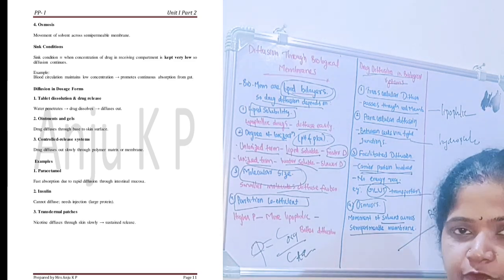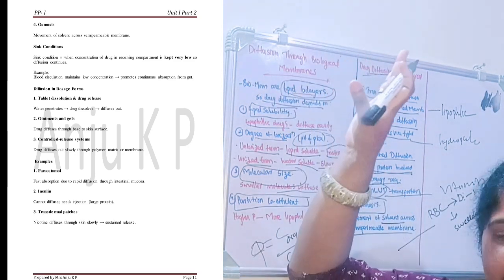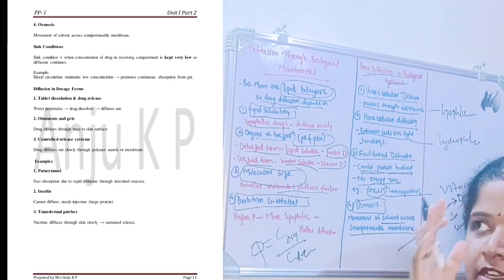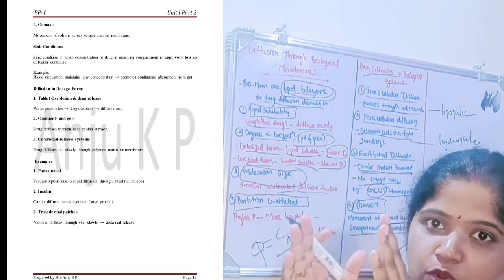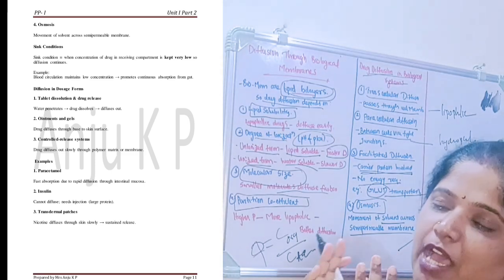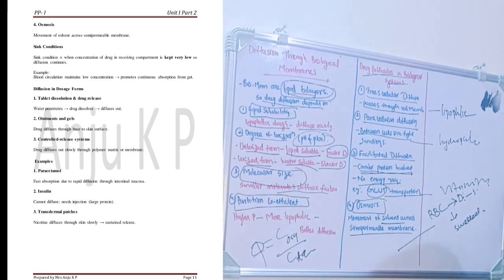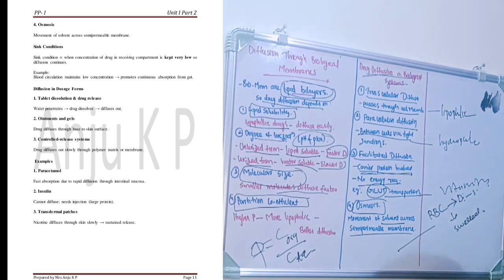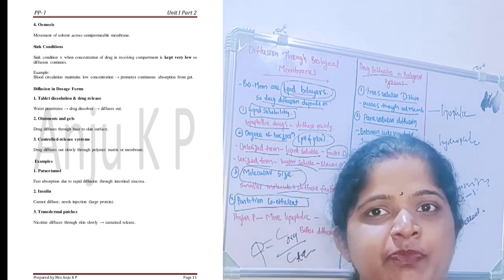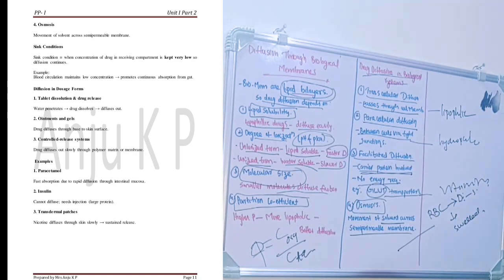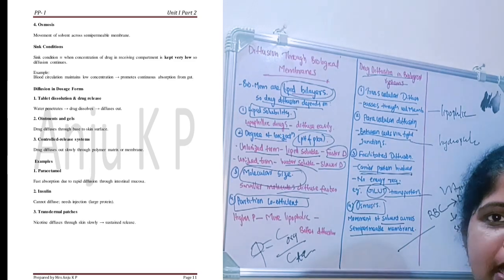Now I will just recap in one second. First, you have to remember what diffusion is: the movement of molecules from higher concentration to lower concentration. And we have four types: passive, facilitated, active, and filtration. And we have to study Fick's laws. We have Fick's first law and second law. Fick's first law is for steady state. Fick's second law is for non-steady state. And then diffusion through biological membranes. This much you have to remember.